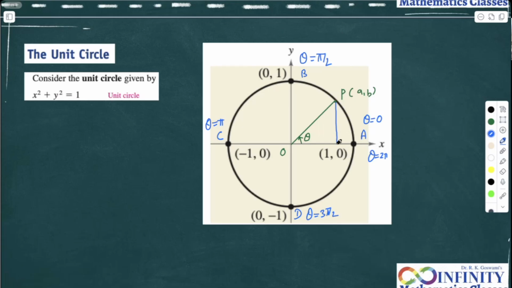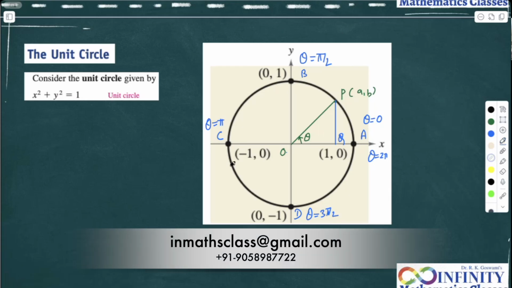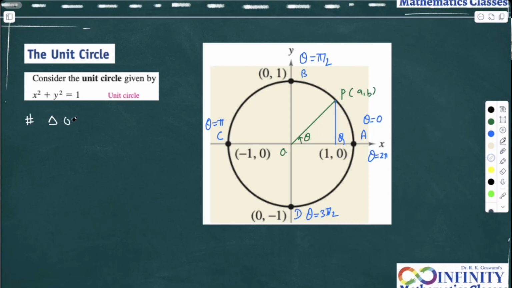So let me just draw a perpendicular to the axis there. Let me just call it Q. So O is there, Q is there, and this is P for you. So this is going to be your triangle. You need to focus on the triangle OPQ.